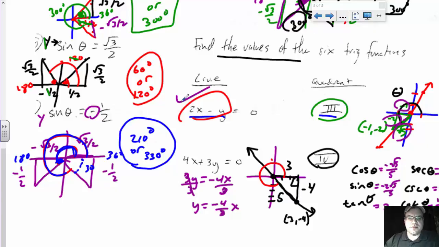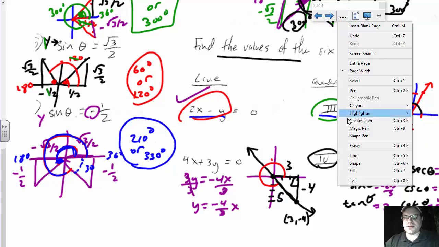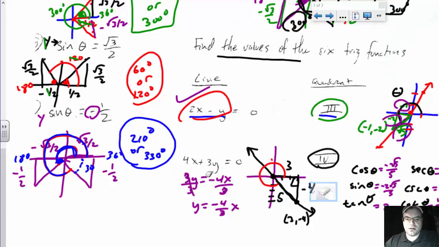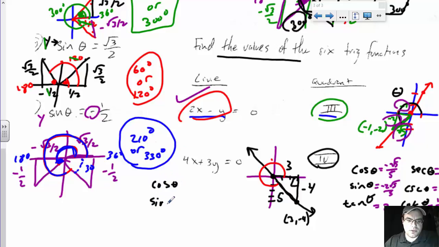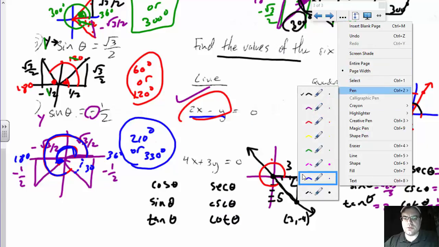So now this is going to be really easy to get the rest of the answers. So let's erase some stuff to get some space again. And we'll get the answers down when we're done. Alright, so this will be cosine, sine, tangent, secant, cosecant, and cotangent. Alrighty, let's get through here.